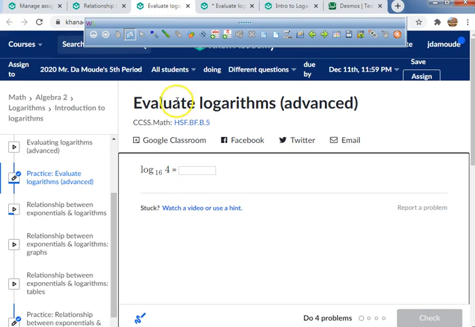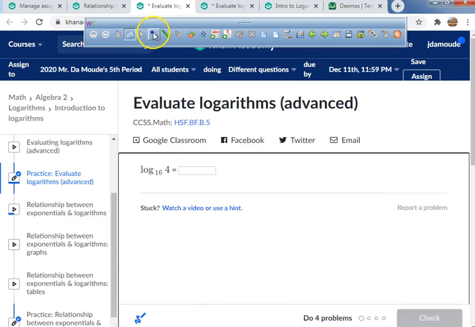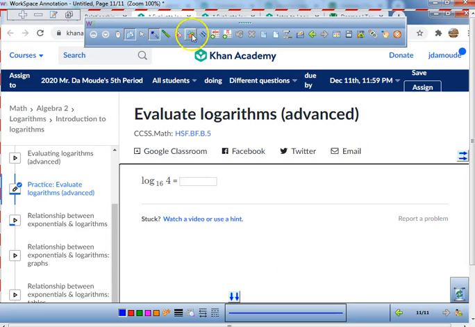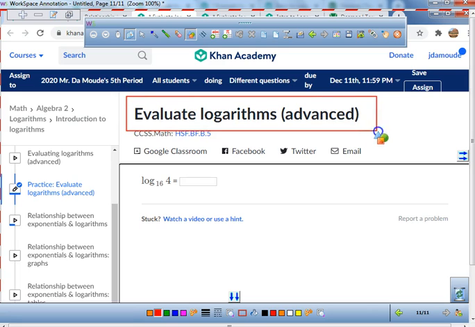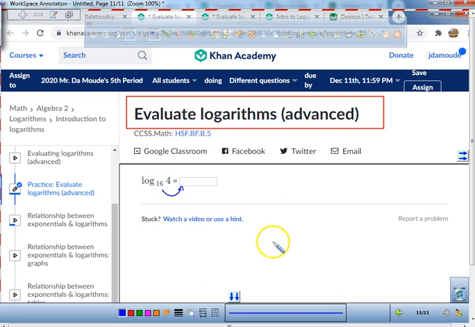So here's what we're going to do. I want you guys to evaluate Logarithms Advanced. I'm going to pause this video real quick while my students write this next part down. The first one's easy. This one's going to be a little bit more difficult, but not too bad. So I need you guys to write down 16 to the power of x equals 4.